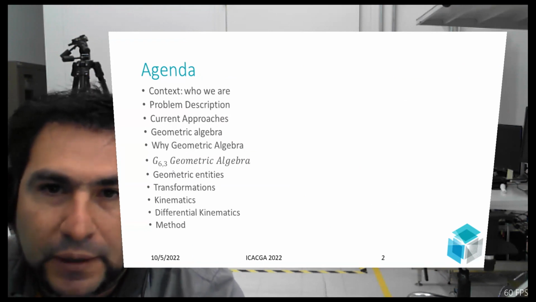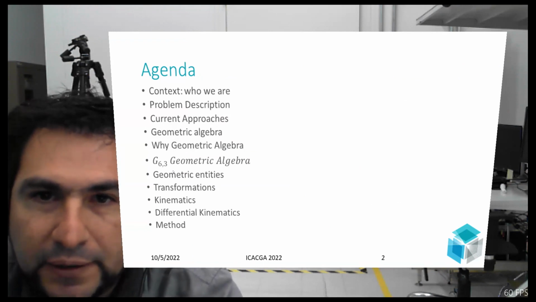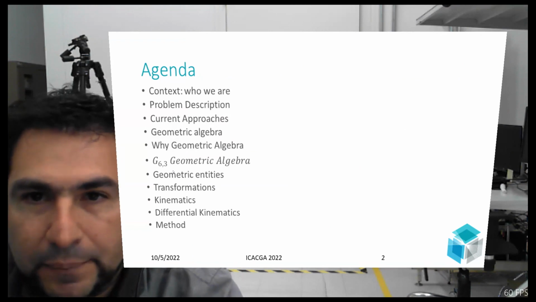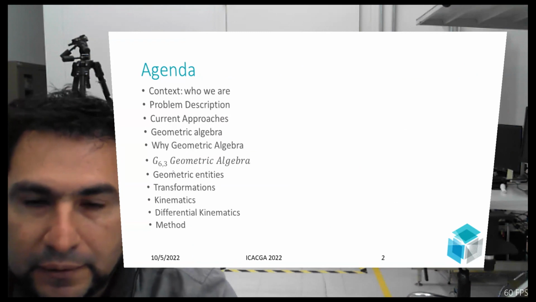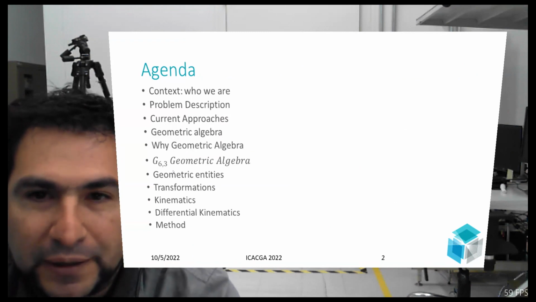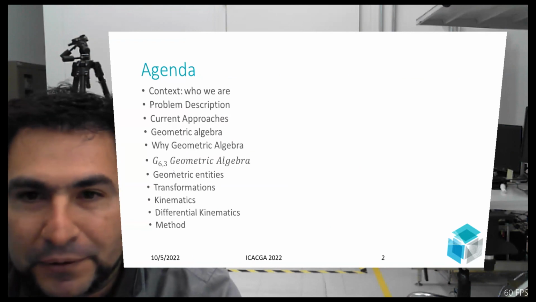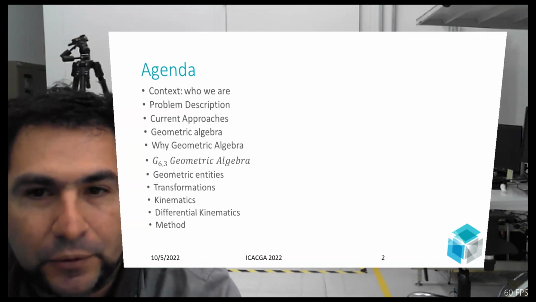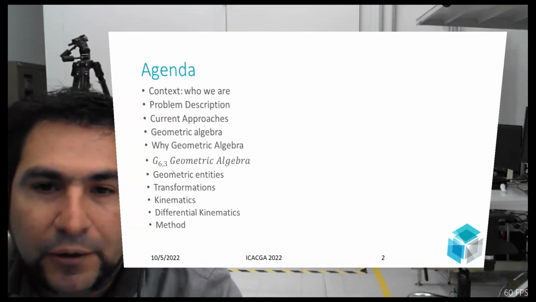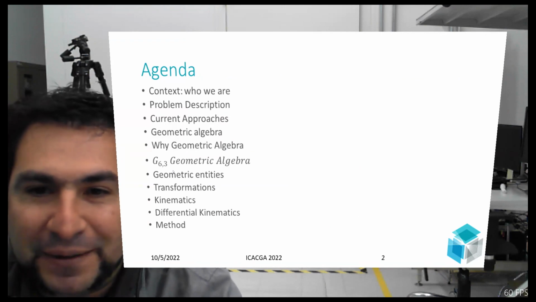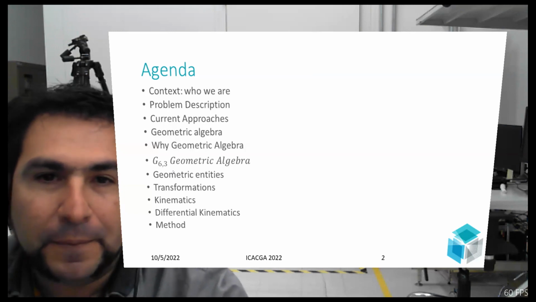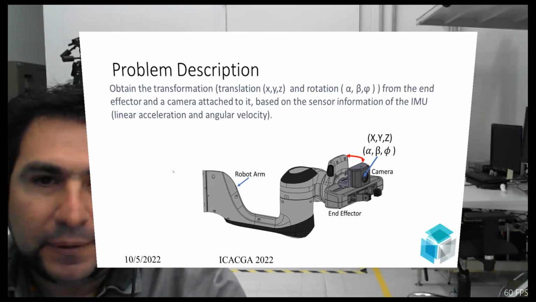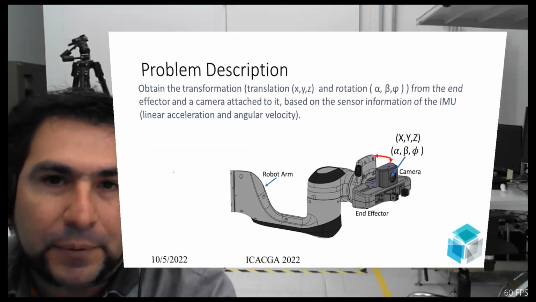So the agenda for today: we already explained the context. Now I will explain the problem and the current approaches that we have, and then I will go through some introduction to geometric algebra. I see that many people already introduced geometric algebra, so I will go very quickly in those terms. Also, Roman already gave an introduction to kinematics, so I will skip some slides, I hope. Let me jump directly to the problem description.